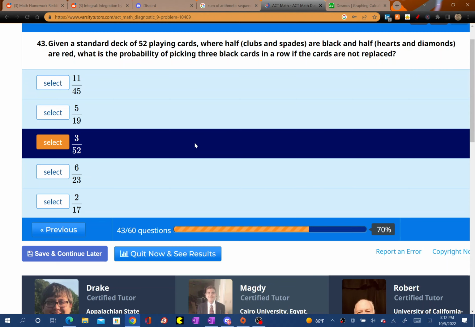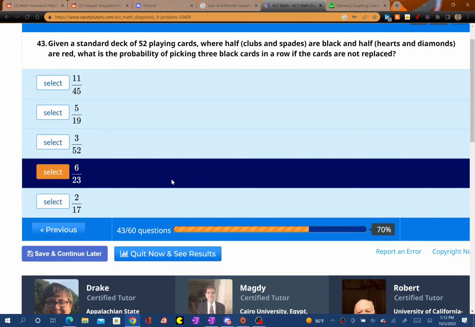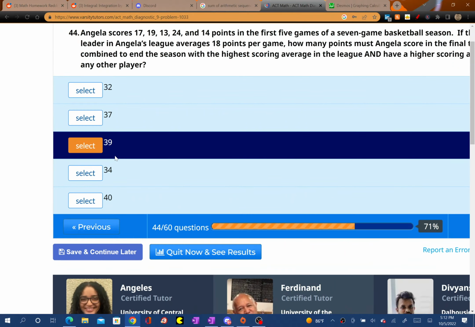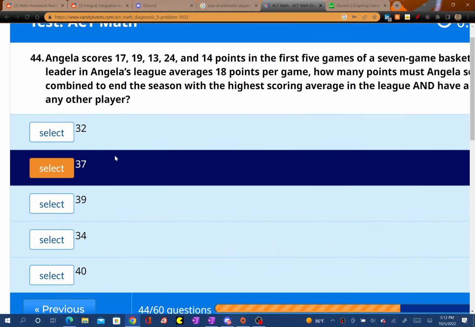If the cards are not replaced. Oh, I don't know. I can't do this. Like I said, guys, I'm not good at probability. I am not good at probability. If I do bad on this because of that, oh my goodness.